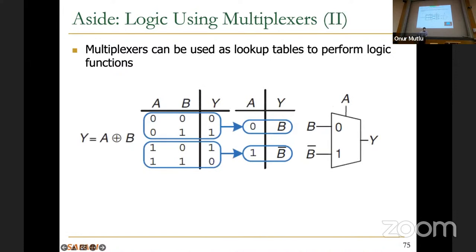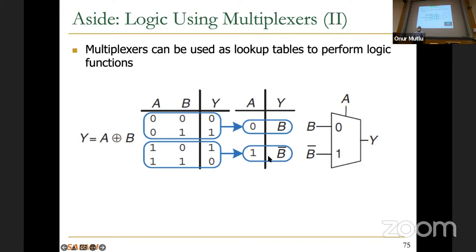Here's an XOR function, which is more sophisticated, using a multiplexer. This is basically A XOR B, and this is a truth table representation of it. Remember, the XOR function evaluates to 1 if an odd number of inputs is 1, and evaluates to 0 otherwise. And you can see that that's the case over here. Now let's simplify it. Basically, Y is equal to B if A is 0, by just observing patterns over here. The value of Y, the output, is equal to B if A is equal to 0. And the value of Y is the complement of B if A is equal to 1. This is how you can simplify this particular truth table.